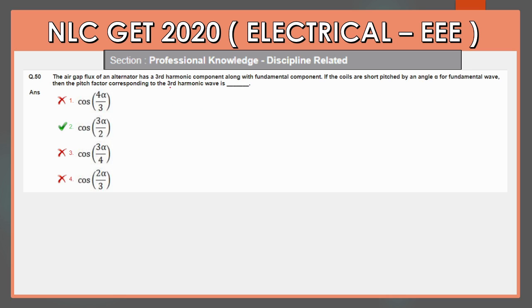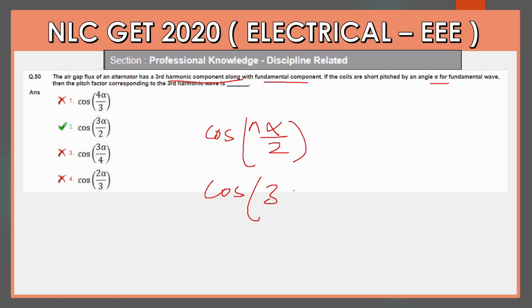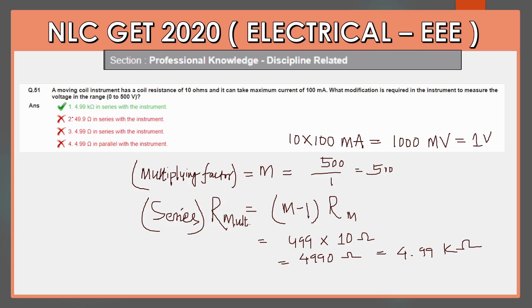Next question, third harmonic component along with fundamental component. Air gap flux of alternator has both third harmonic component and fundamental component. If the coils are short pitched by an angle alpha for fundamental wave, then what is the pitch factor corresponding to third harmonic? We know that the pitch factor formula is cos(n alpha by 2), where n is the harmonic. So for third harmonic, we write cos(3 alpha by 2). So the second option is right.